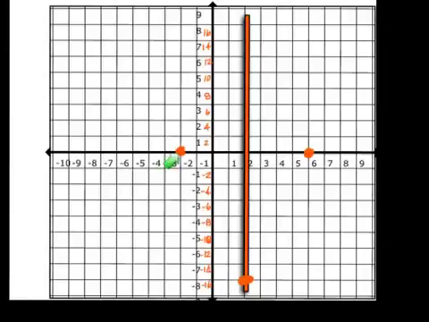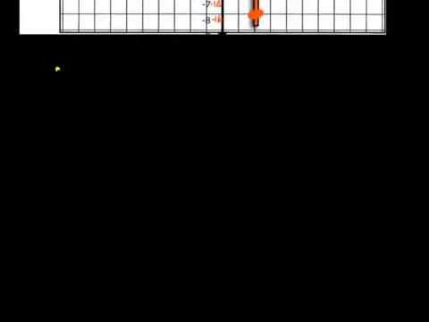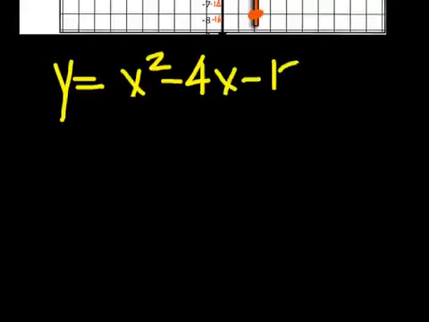So we start here and we'll go over 1 to a negative 3, and then from here we go over 1 to positive 7, and we want to plug those into the equation so we can find 2 more points so we can be as accurate as we can be. We can do that down here below this graph. The original equation is y equals x squared minus 4x minus 12.